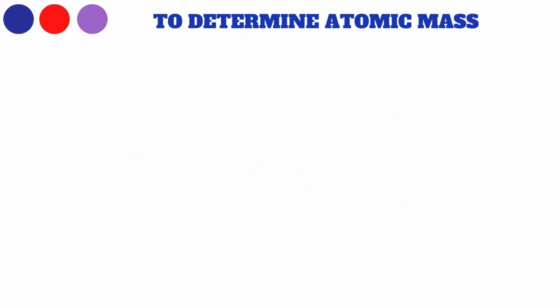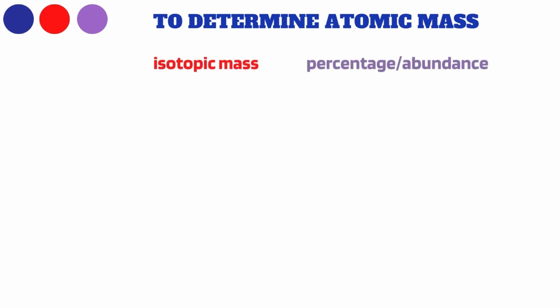Now we will see how we can determine the atomic mass of an element from the natural abundance of its different isotopes. In determining atomic mass, we must have the isotopic mass, meaning the mass number of individual isotopes, and their natural abundance. The natural abundance of isotopes is determined in research laboratories by using spectrometry.